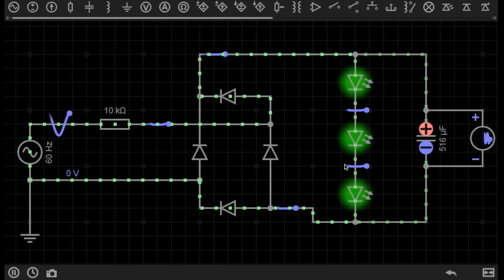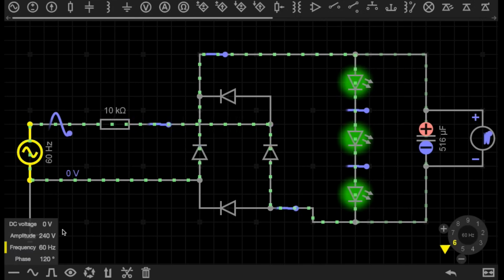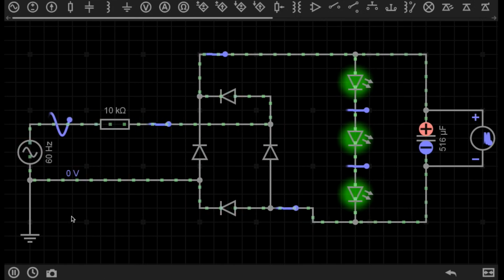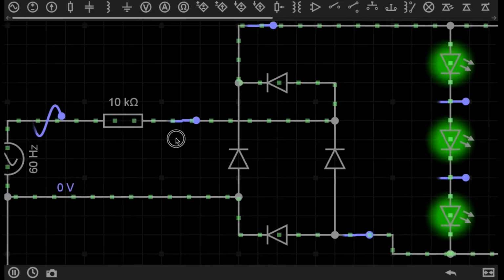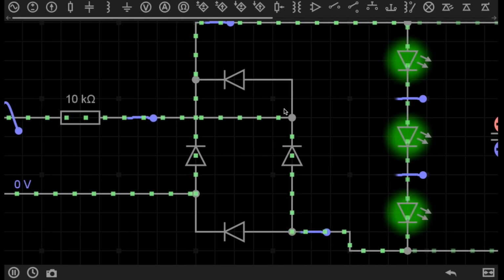So if we look at the circuit here, I've basically got an AC power supply. So it's running at 240 volts AC at 60 hertz, or pulsing back and forth 60 times a second. And I'm running it through a resistor, not something you would normally do, but for the sake of simplicity, I'm using the resistor to reduce the current just enough to power these LEDs. The only thing turning this alternating current into direct current are these four diodes.